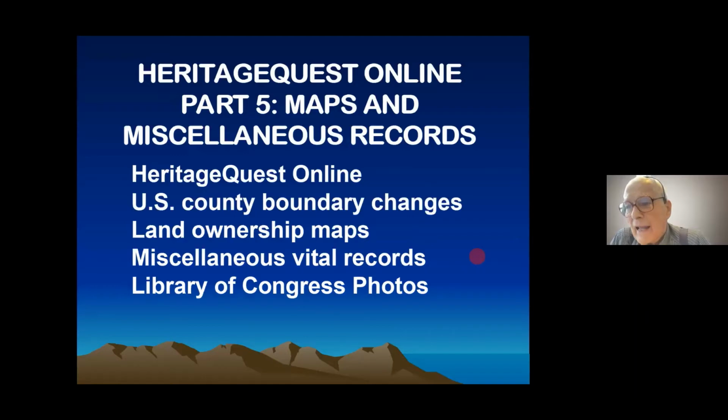There's some land ownership maps on here. It's not complete for the whole U.S. for all times, but if you find a name on there of one of your ancestors, it'll actually show you a plat of what property they owned in whatever the area was. Right. And there are miscellaneous vital records, and we want to look at some of those.